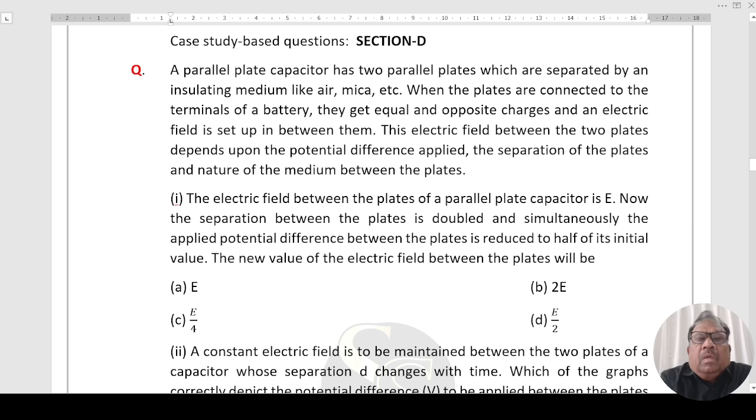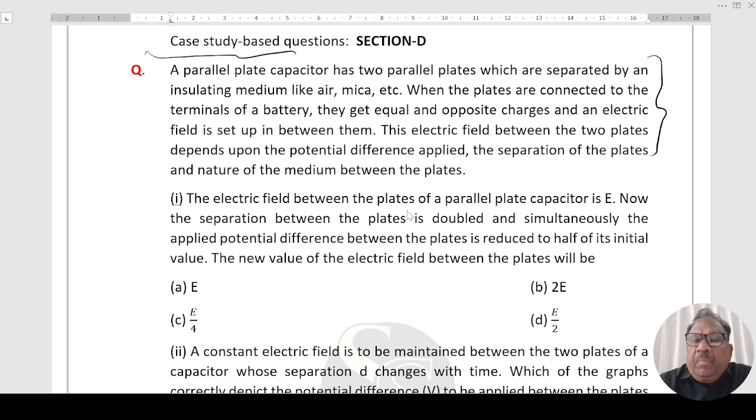Question is case-based study. A parallel plate capacitor has two parallel plates which are separated by an insulating medium like air, mica, etc. When the plates are connected to the terminals of a battery, they get equal and opposite charges and an electric field is set up between them. The electric field between the two plates depends on the potential difference applied, the separation of the plates and the nature of the medium between the plates. These are the facts regarding the parallel plate capacitor.